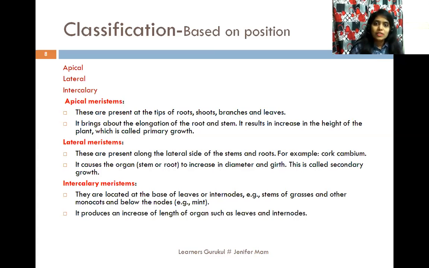Next, we're talking about lateral meristem. The lateral meristem is present along the lateral side of the stem and roots. For example, they are present in the cork cambium. It helps in the increase in the girth, that is the diameter. It increases the diameter and width of the stem or root. So it is responsible for the secondary growth.